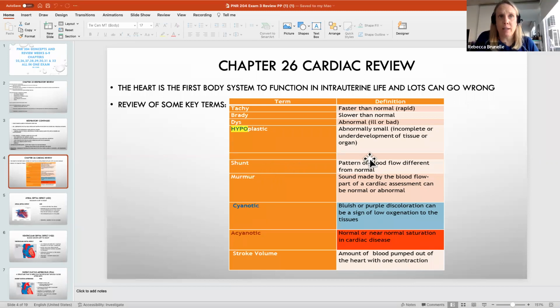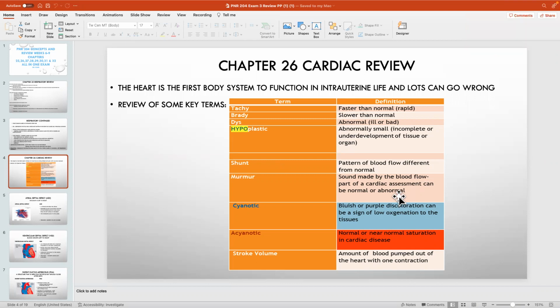A shunt is defined as a pattern of blood flow that's different from normal, and we talked about how that's usually going to be left to right. There's two in particular where you're definitely going to see a left to right shunt: ASD and VSD. Very good. In an ASD there's a hole between the atria, and in a VSD there's a hole between the two ventricles, the top chamber and the bottom chamber. So you have a shunt if blood goes across that hole.